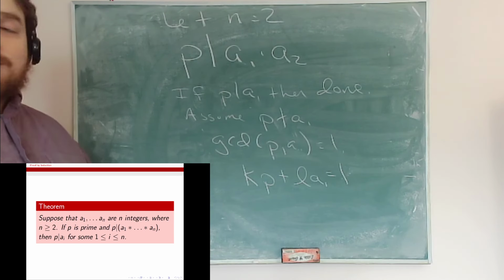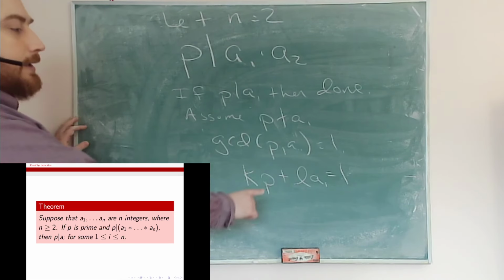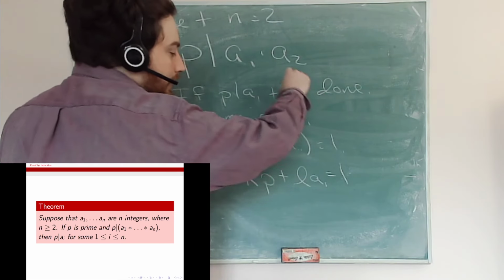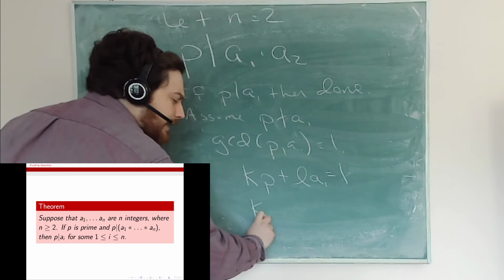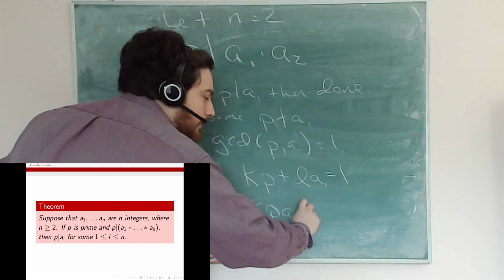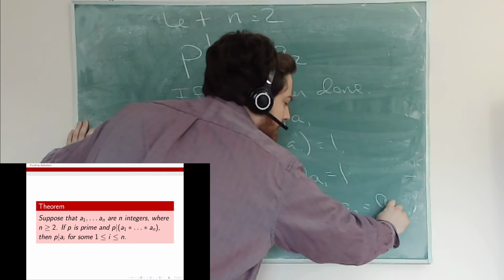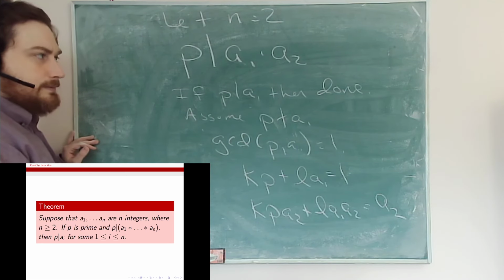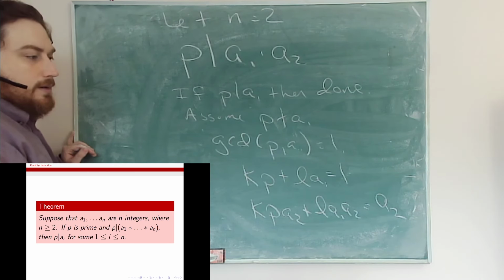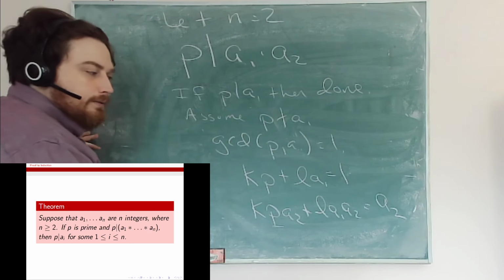All right. Now, why is this helpful? Notice what I can do is multiply both sides here by A2. And if I multiply both sides by A2, what I get is KPA2 plus LA1A2 is equal to A2. Now, if I'm looking at that, what I notice is that there's a P here, so I can factor that out.